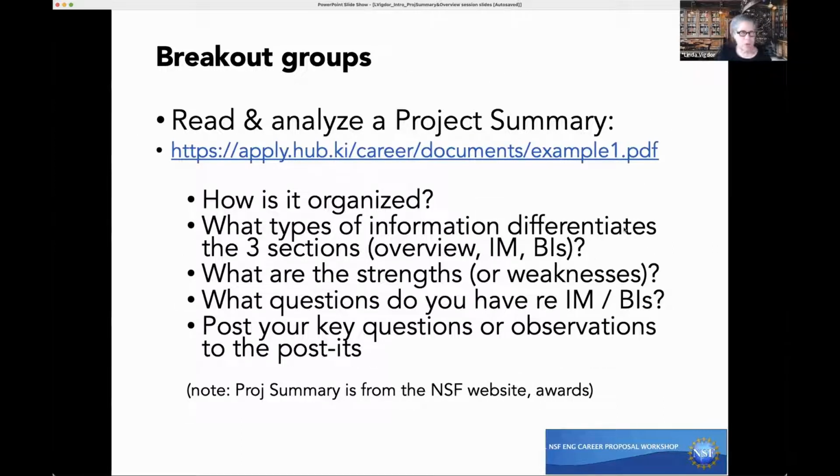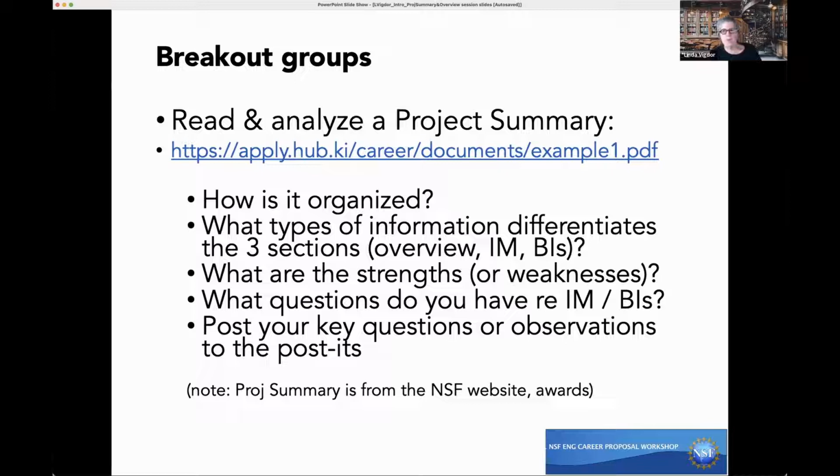So for the breakout groups, I'm going to put in the chat a link to this PDF, and it's a project summary, and it is an old one. I pulled it off the NSF website, so it's publicly available. And I would say that it is a credible but not perfect proposal.